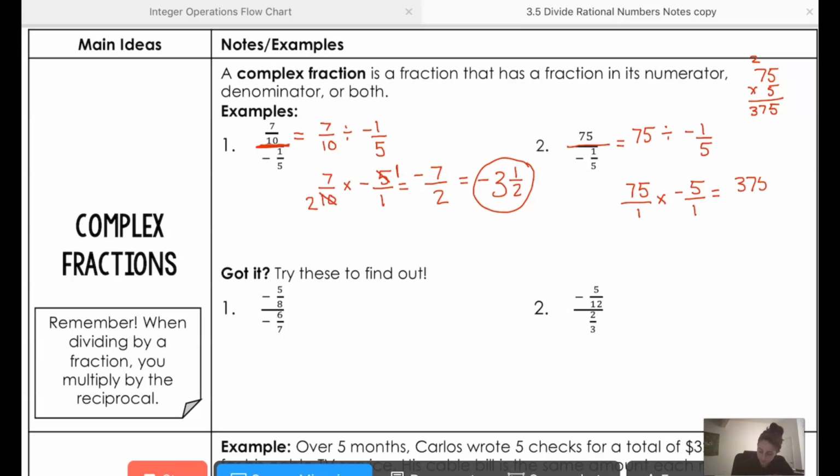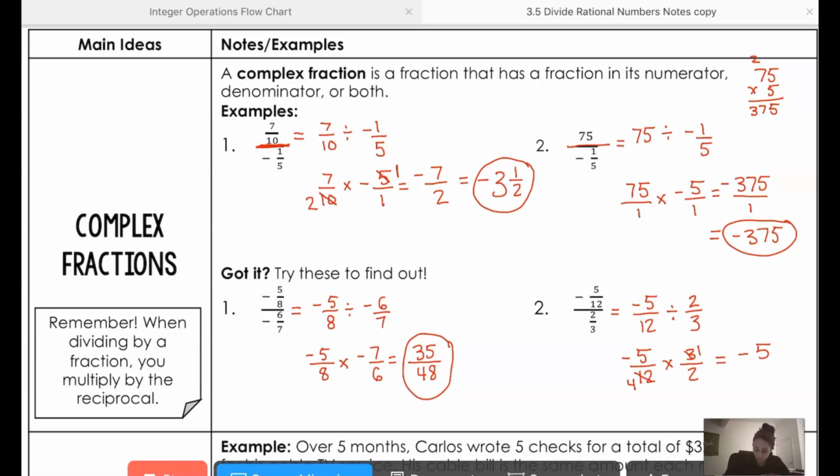375 over 1, and it was a positive divided by a negative, so my answer is negative. And any number divided by 1 is just itself, so we have negative 375. All right, now I want you to try number 1 and 2 under the Got It section, and then hit play when you're ready to check your answers.